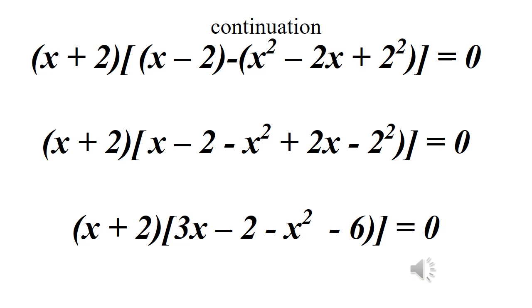So we have x plus 2. If we collect the like terms, x plus 2x will give us 3x. Then minus 2 minus 2 square, minus 2 square is 4. So minus 2 minus 4 will give us minus 6. Then we have minus x squared. Everything equals 0.